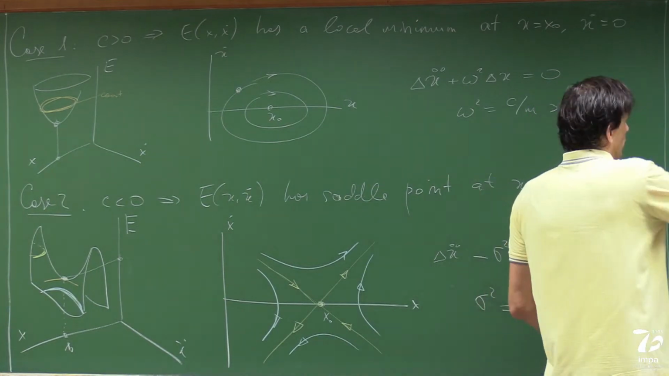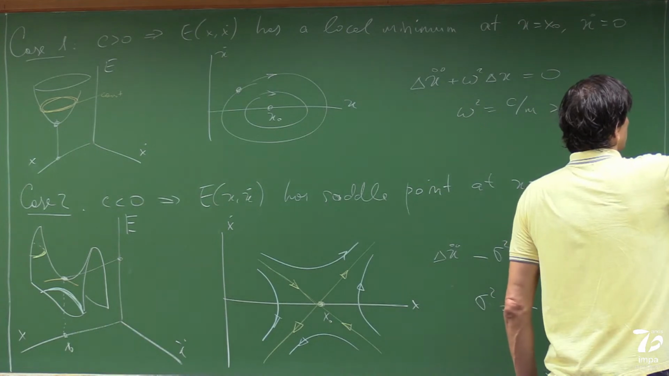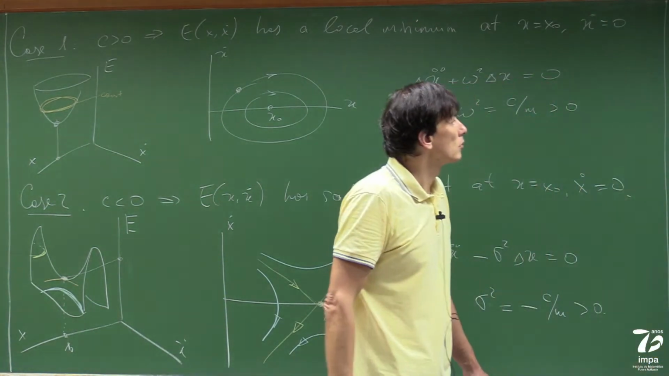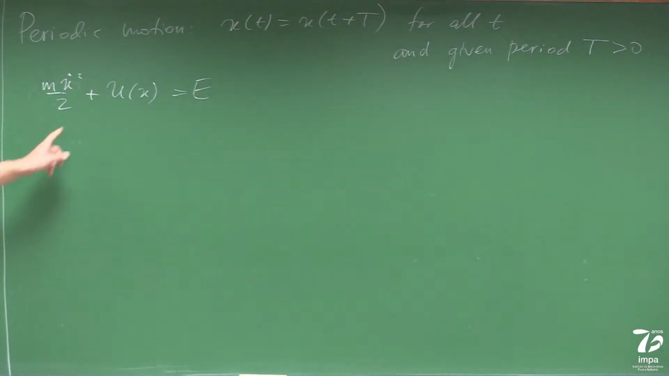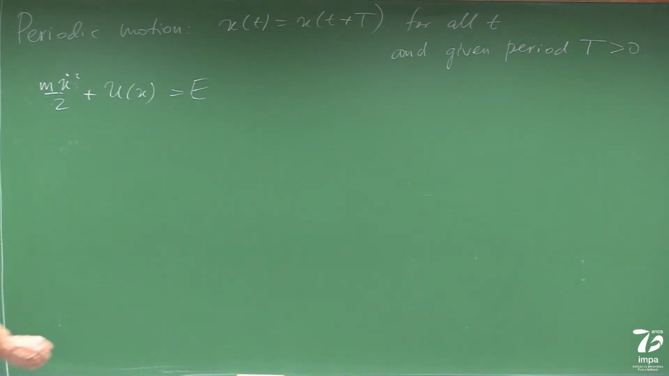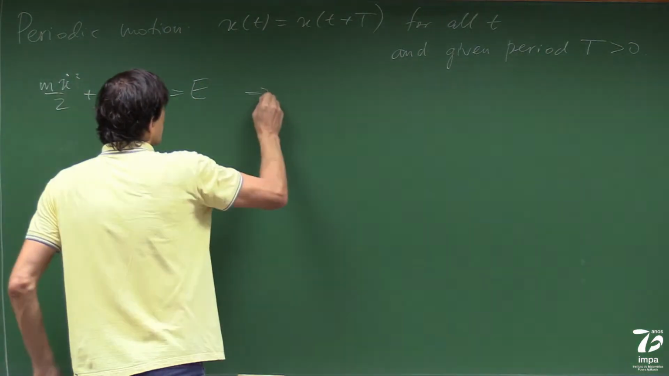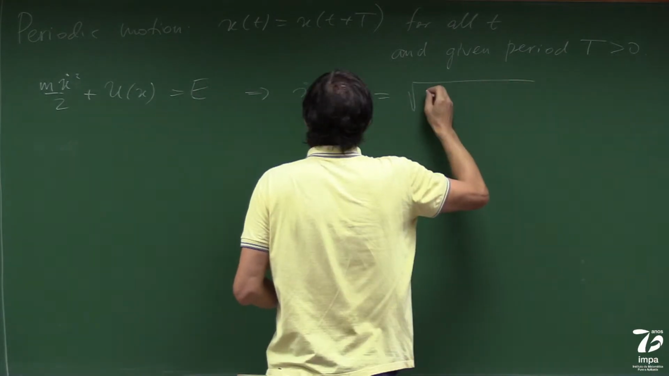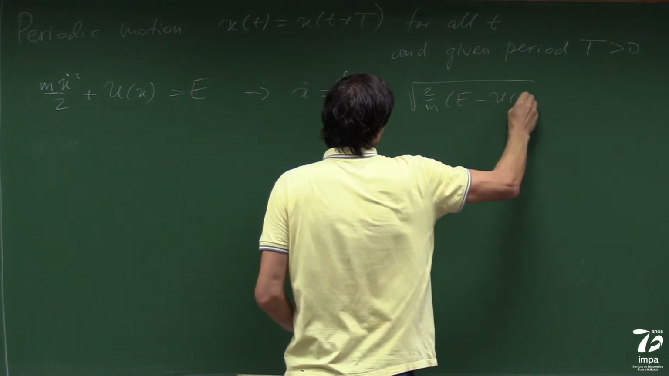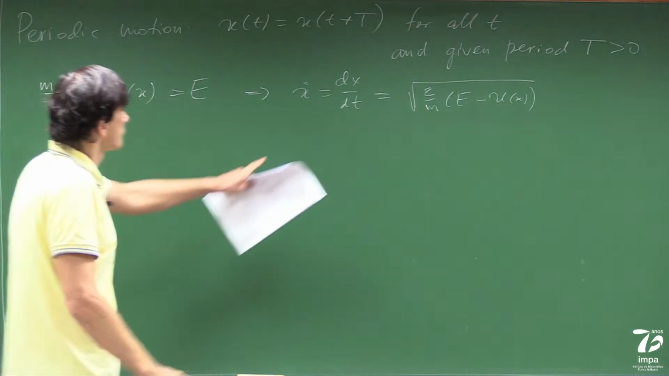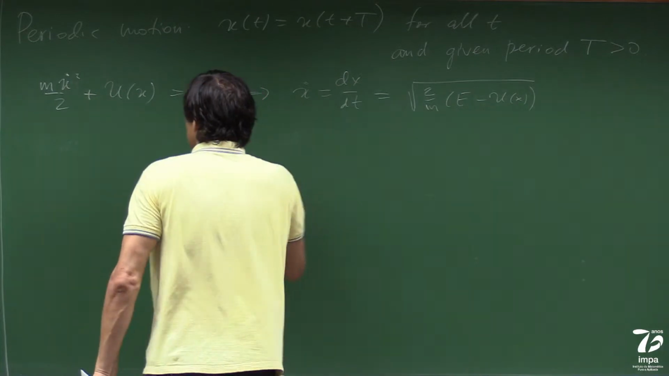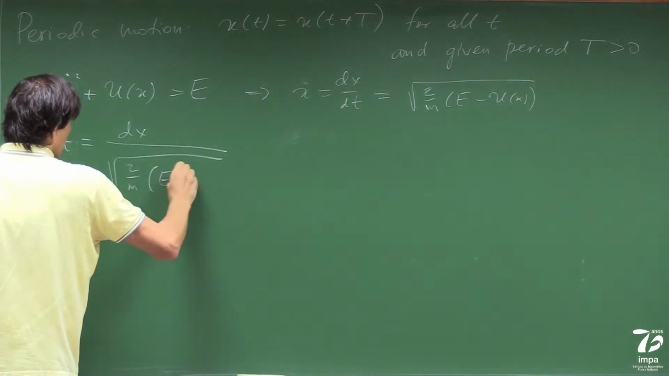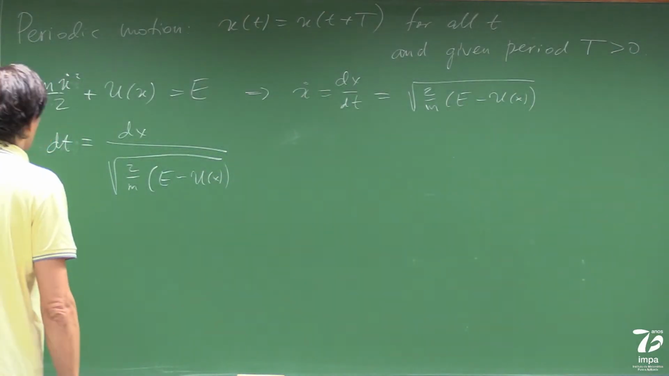So what we found is that if you consider energy to be constant, so if you consider energy as an equation with respect to x, given an energy level, then we derived that we expressed x dot, which is dx/dt, as a square root of 2 over m (E minus U of x). So that's a function of x. And then I can write that dt equals dx over that square root. And that in particular gives us a periodic motion.